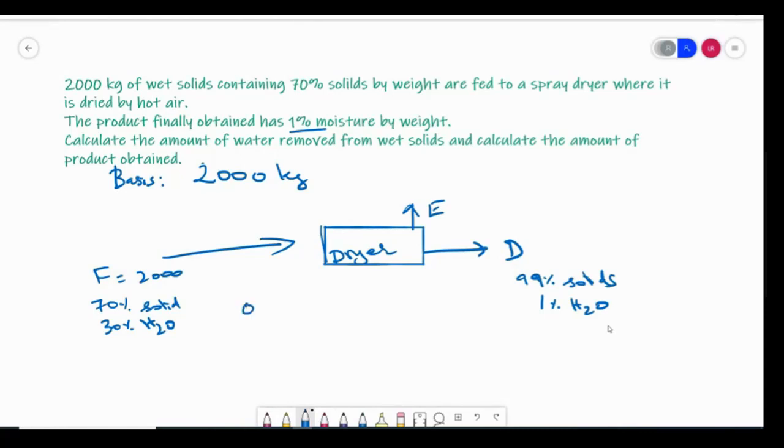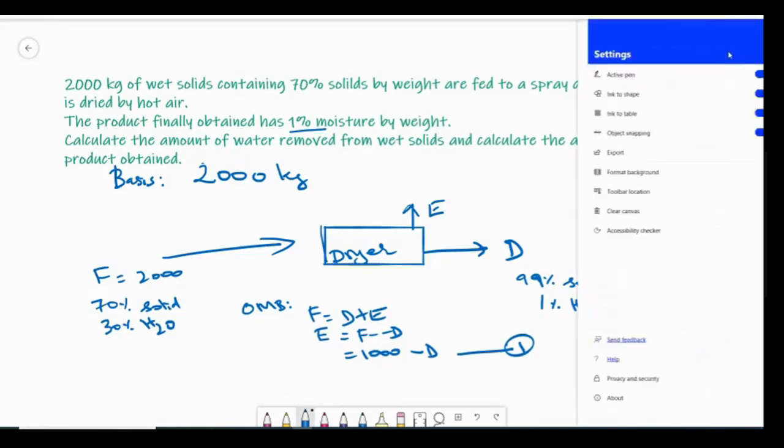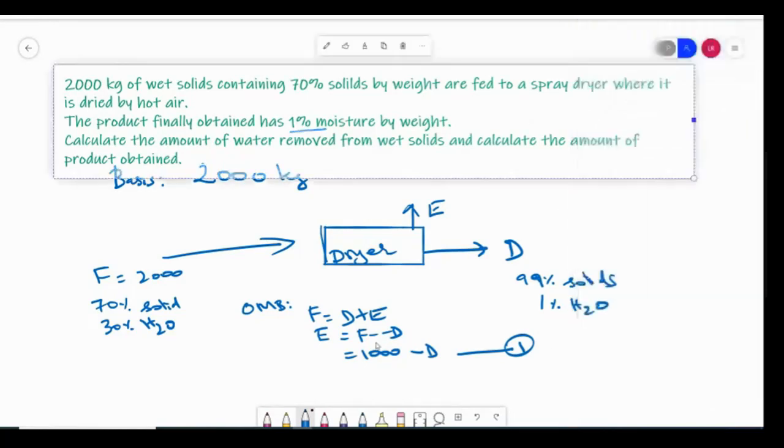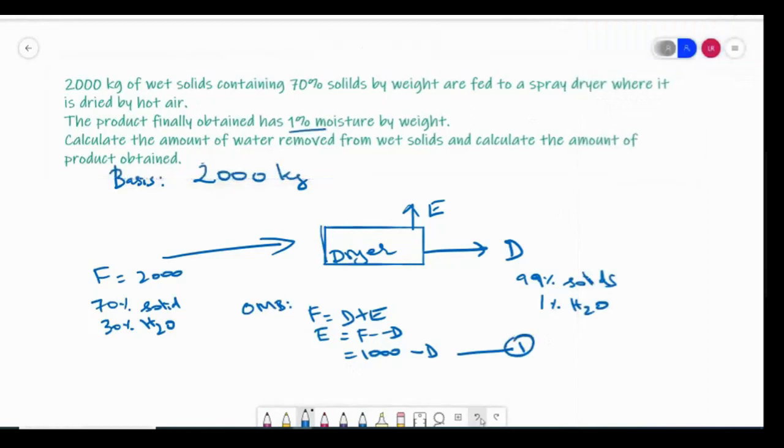What is the overall material balance? Overall material balance is F equal to D plus E. So E is equal to F minus D. F is 2000, so E is 2000 minus D. Let it be equation number 1.